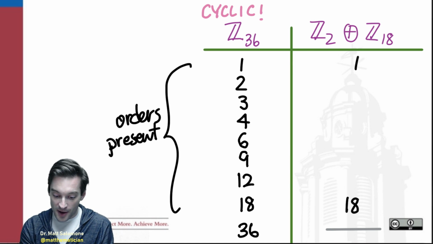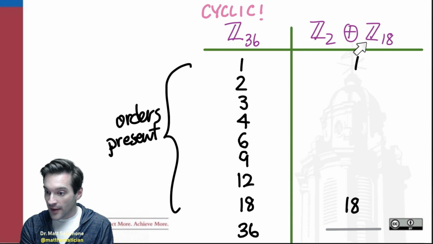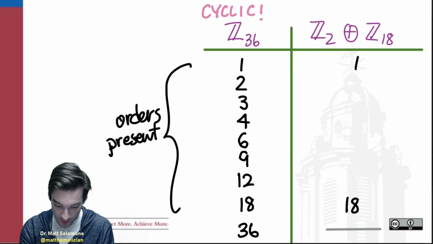Let's think about the other possibilities. What about an element of order 12? An element of order 12 I would have to get by taking a least common multiple of a divisor of 2 with a divisor of 18, and that least common multiple will have to give me 12. Well, I don't think that's going to be possible, right? How can I have 12 be the least common multiple of a couple of things?